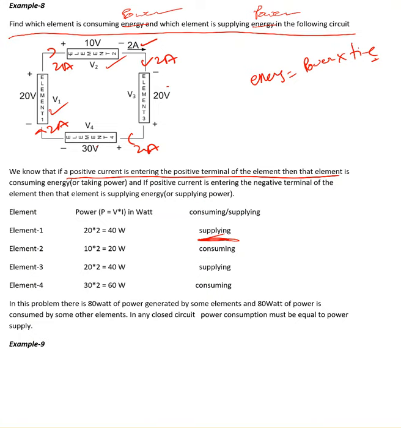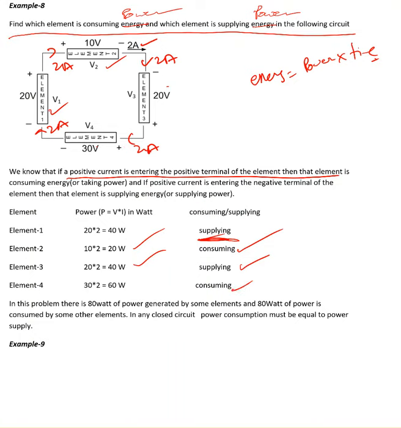And element 2, current is entering the positive terminal, so that is consuming. How much is it consuming? 10 times 2. 10 is the voltage, 2 is the current, so 20 watt. Element 3, again this is supplying because current is entering the negative terminal. So 20 times 2, 40 watt, that is supplying. And element 4, 30 times 2, that's consuming, so 60 watt.